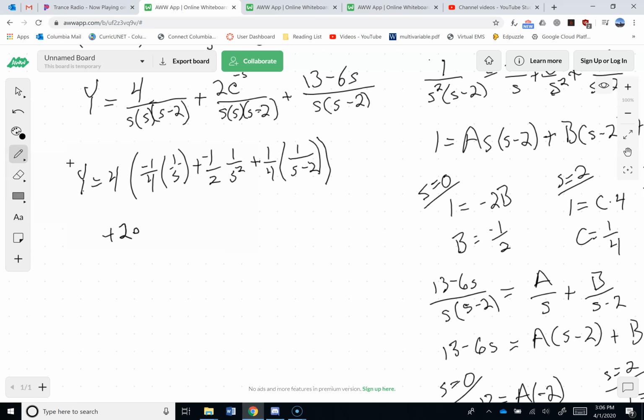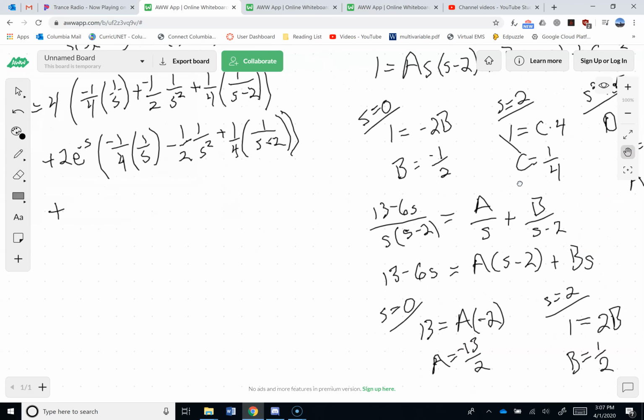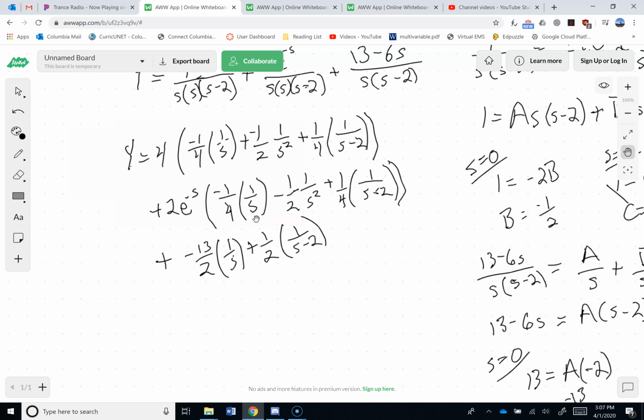Then I have plus 2e to the minus s times the same thing. So minus 1 over 4 times 1 over s minus 1 over 2 times 1 over s squared plus 1 over 4 times 1 over s minus 2. And then the third term somehow is the one that's easier. The third term became minus 13 halves times 1 over s plus 1 half times 1 over s minus 2. Oops, and I'm still kind of wandering here. Okay. Everybody good with this?